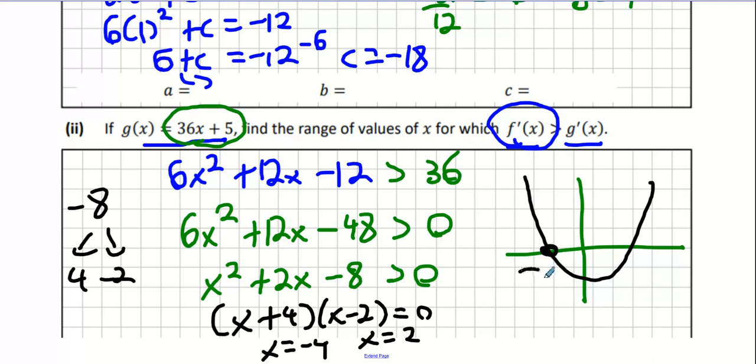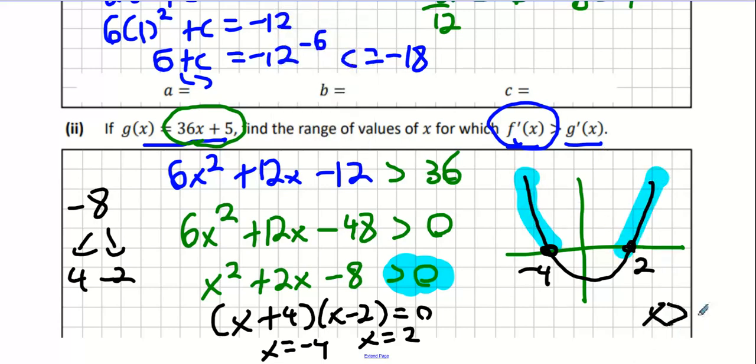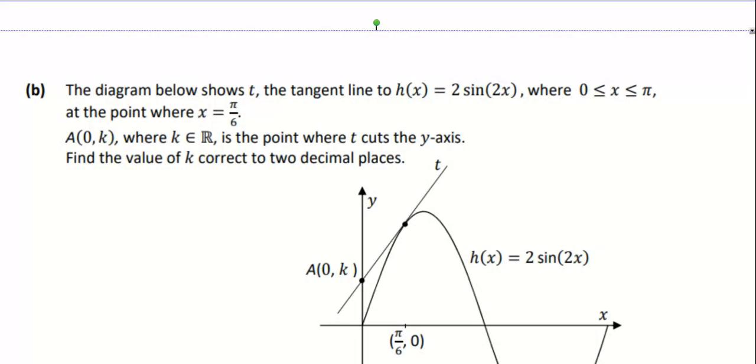So that means minus 4 is over here, 2 is over here. Please be aware of the region you're looking for. You're looking for it to be bigger than 0. So it's going to be these two regions here. This is going to be the region where x is bigger than 2 or x is smaller than minus 4. Okay, and that is almost the end of that question.